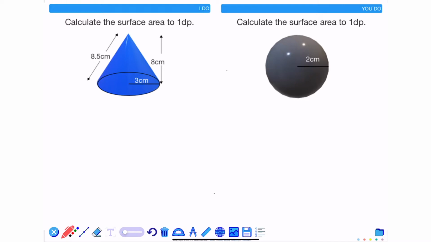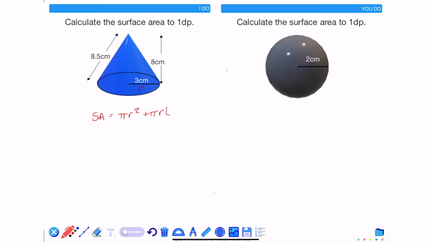In this video, we're going to take a look at how we can calculate the surface area of complex 3D shapes. On the left-hand side, I've been given a cone, and I need to find the surface area to one decimal place. To calculate the surface area of a cone, we need to use the formula that the surface area is equal to pi r squared plus pi rl.